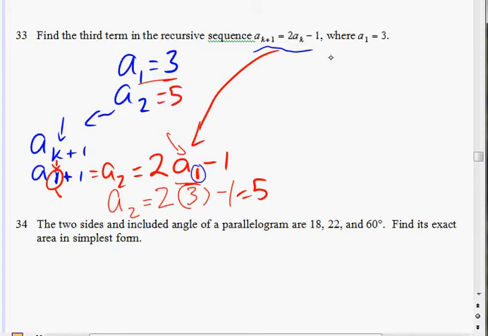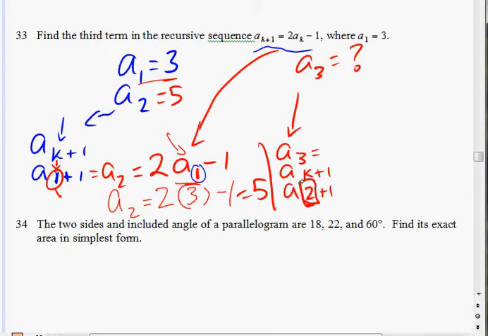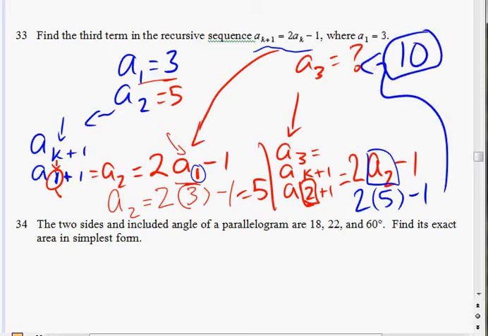We're going to do the same thing. To find A3, we use the formula again. A3 is equivalent to A sub K plus 1. In this case, I want 3, so K must be 2. So it's A sub 2 plus 1. Now when we use the formula, it's 2 times A sub K, in this case 2, minus 1. I want to plug in a number for A2. A2 we know is 5 from the previous, so that's 2 times 5 minus 1, which is 10. So A3 is 10, and that is the answer. Also, the keyword recursive just means that it usually requires the previous term, the previous number, to solve the next one.